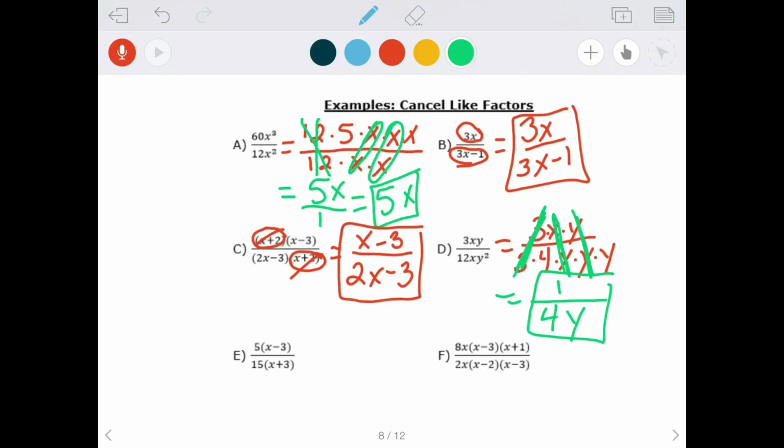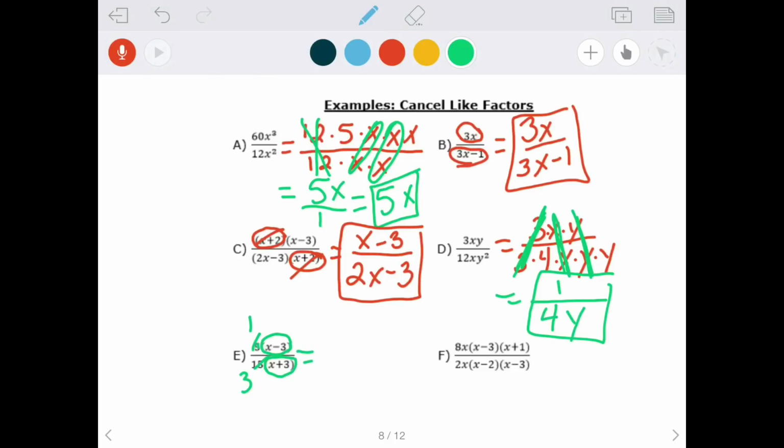Example E, I have 5 times x minus 3 over 15 times x plus 3. So as you can see, these factors are not the same, so I cannot cancel these out. These are going to stay the same. However, I can reduce 5 over 15 to 1 over 3.